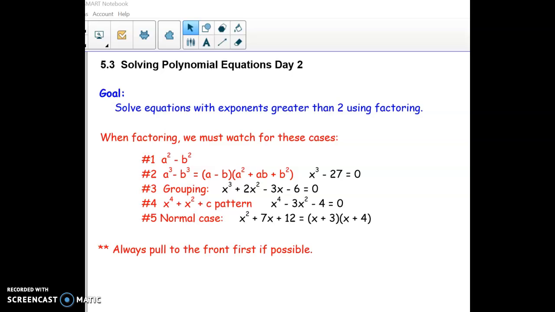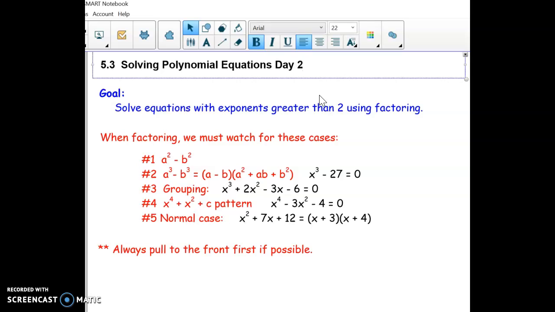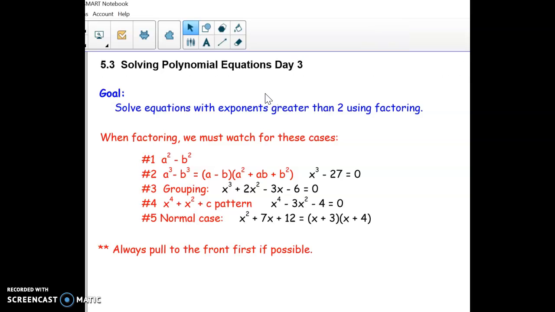All right, hello. We are going over section 5.3. Actually, this is day 3. Sorry, I have the wrong number there. But the goal is the same. We're going to solve equations with exponents greater than 2. So like mostly x cubed, right? Or there'll be some x to the fourth in this video too. And we're going to do it with factoring.